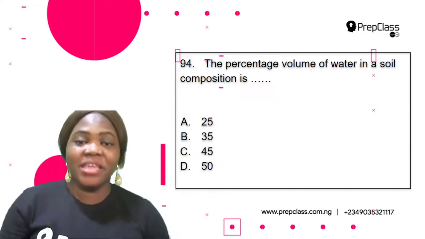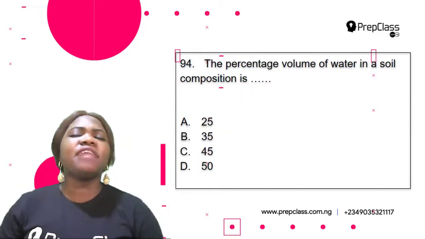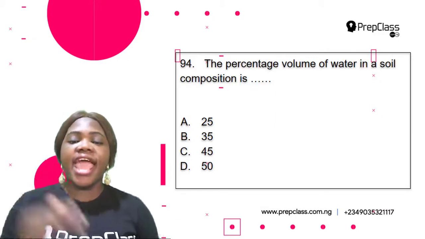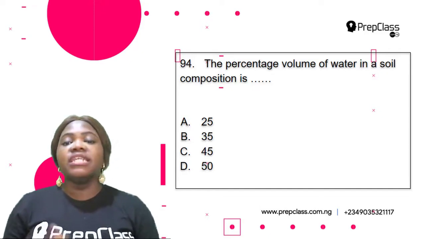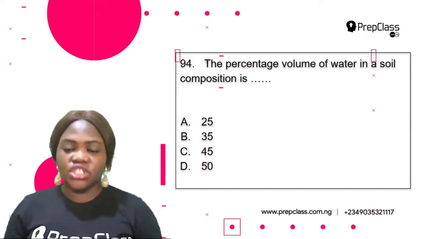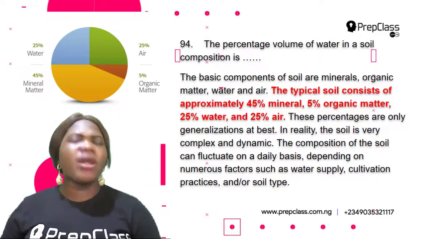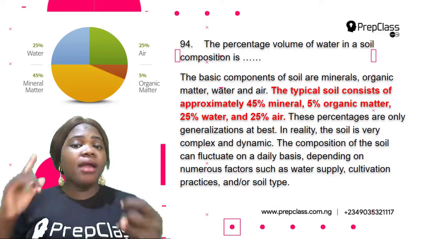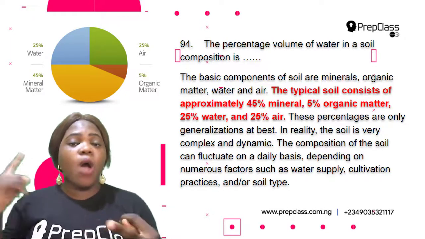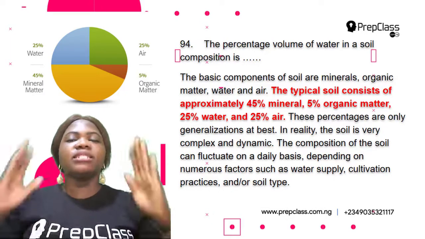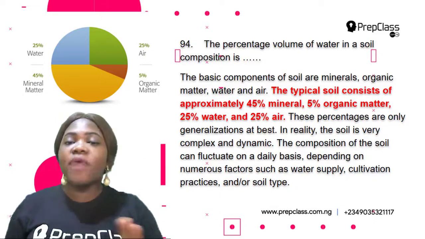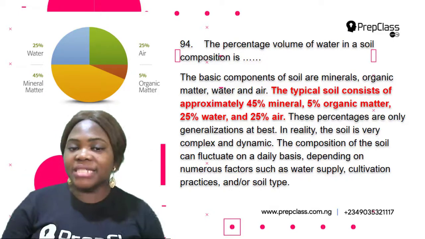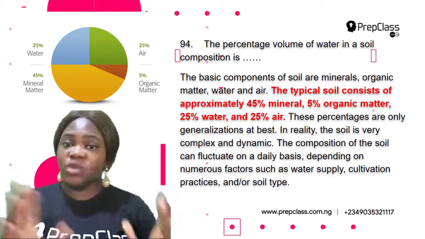Check. Question 94. The percentage volume of water in a soil composition is dash. A 25, B 35, C 45, D 50. Okay. So first of all, what are the basic components of soil? The basic components of soil are minerals, organic matter, water, and air. So the typical soil consists of approximately 45% mineral, 5% organic matter, 25% water, and 25% air.